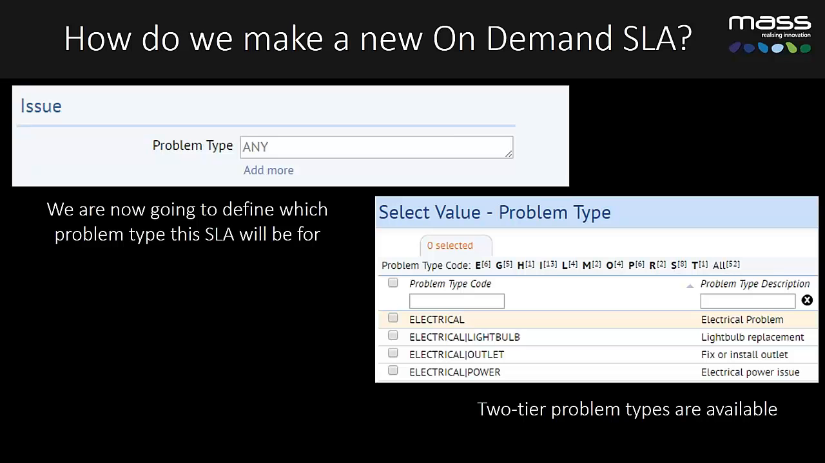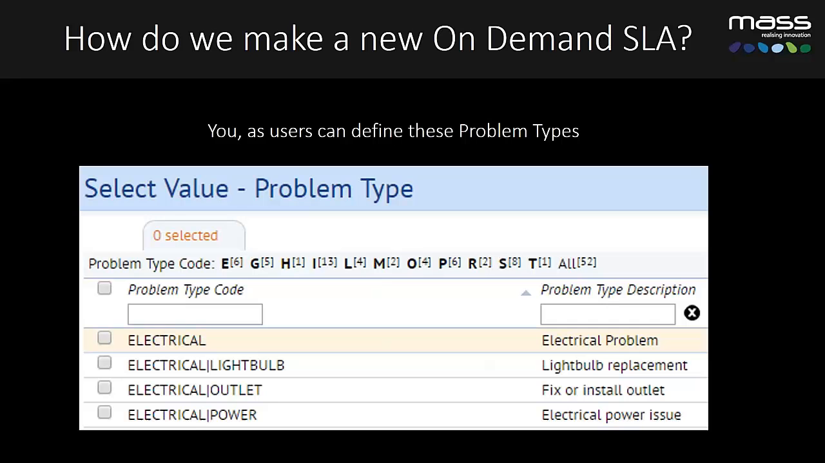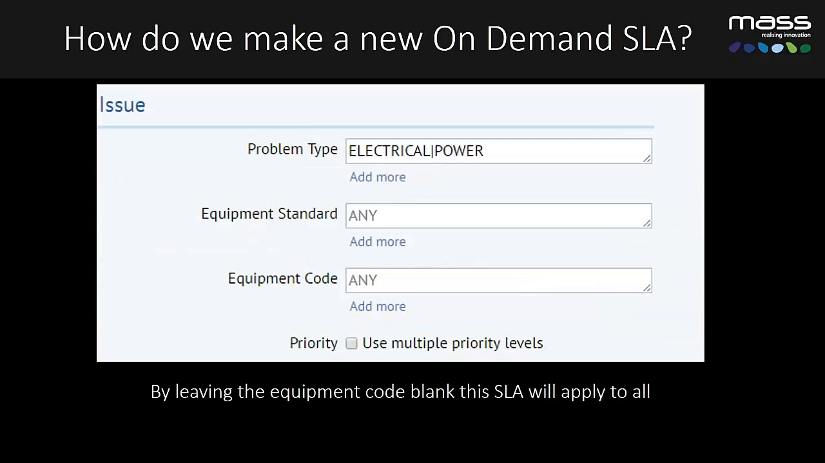For this example, I am going to choose electrical power to allow me to demonstrate how we can use priorities to define SLAs. At this point, it is worth noting that you as users can create, configure and define these problem types to be suitable to your estate and environment. We will expand on the configurable aspects of the BOMS console during the Edge Build event, which is coming up in July. Continuing with the example, again by leaving the equipment code and the equipment standard blank, this means the SLA you create will apply to all. However, as users you can configure the SLA to define up to 30 equipment standards or codes. Again, to keep this simple, I am going to leave this blank.